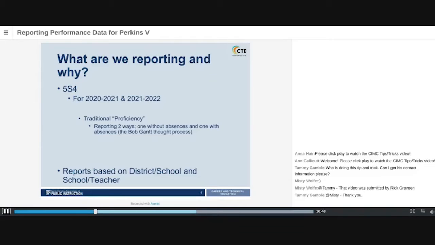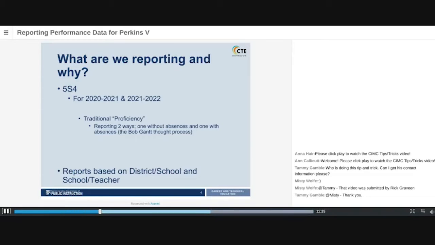Or, we had instances where some students just never even showed up to any of our online classes that we were doing in the fall or the spring. So as I go through this, and I'm going to call it the Bob Gant process, I'm going to be reporting with absences and without absences. That way, principals can actually see how students that were physically in the class and actually took the post assessment, how they did on the post assessment percentage wise.